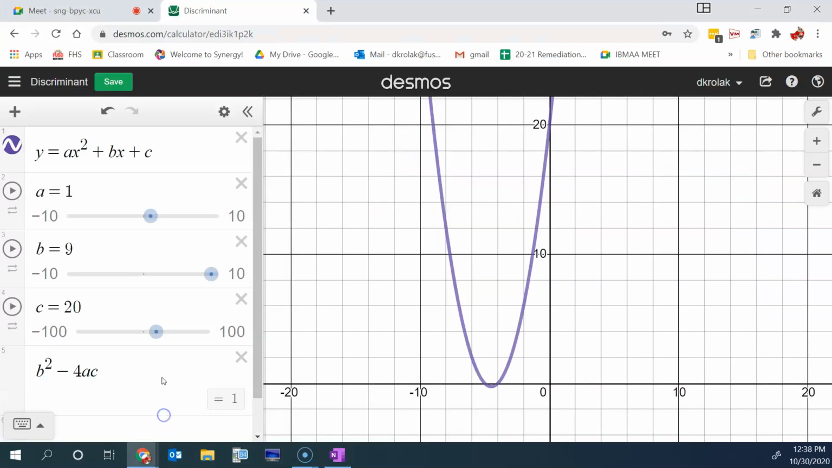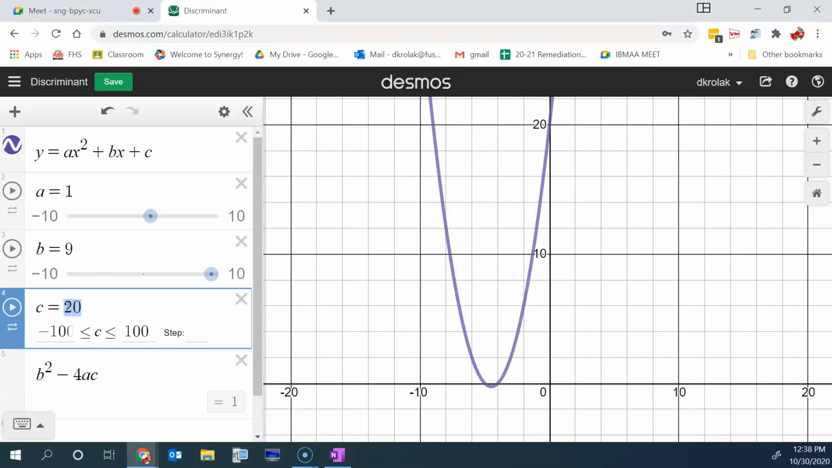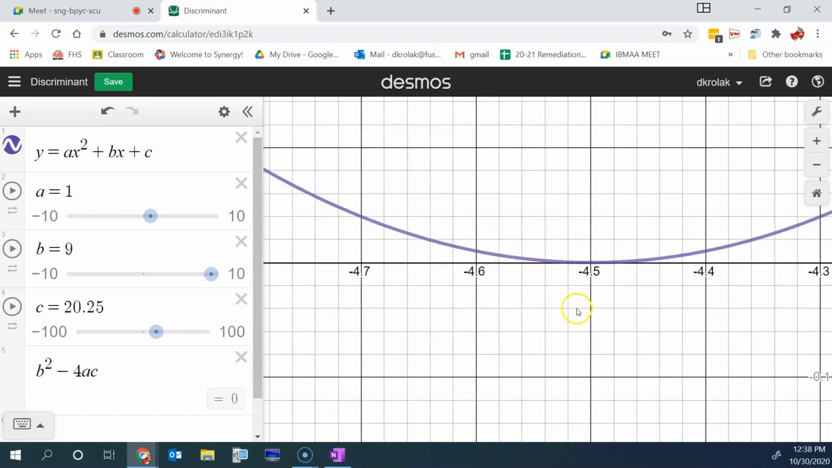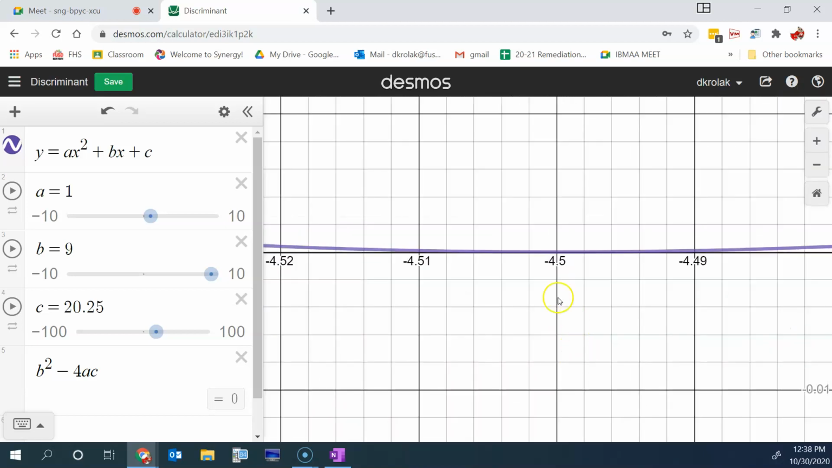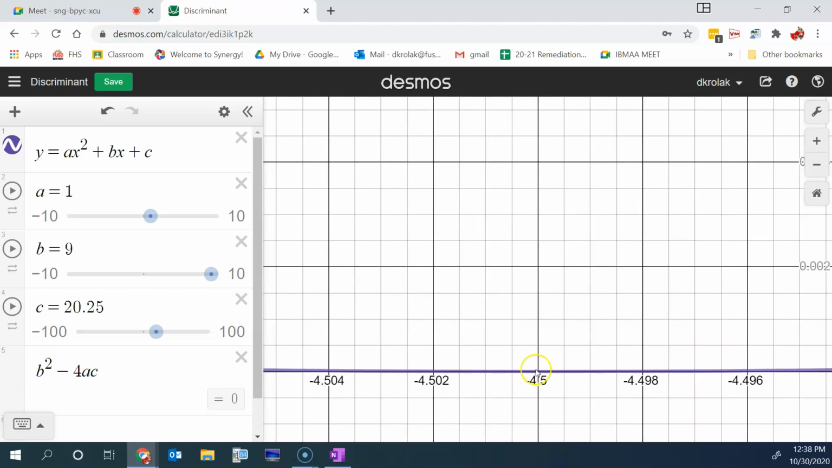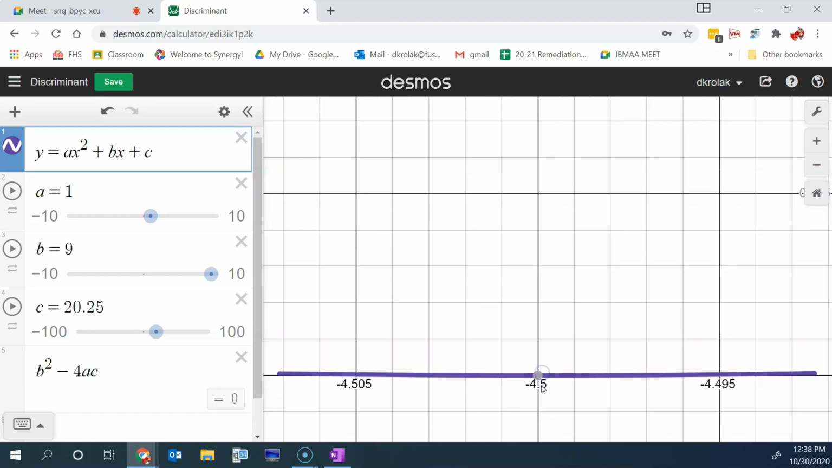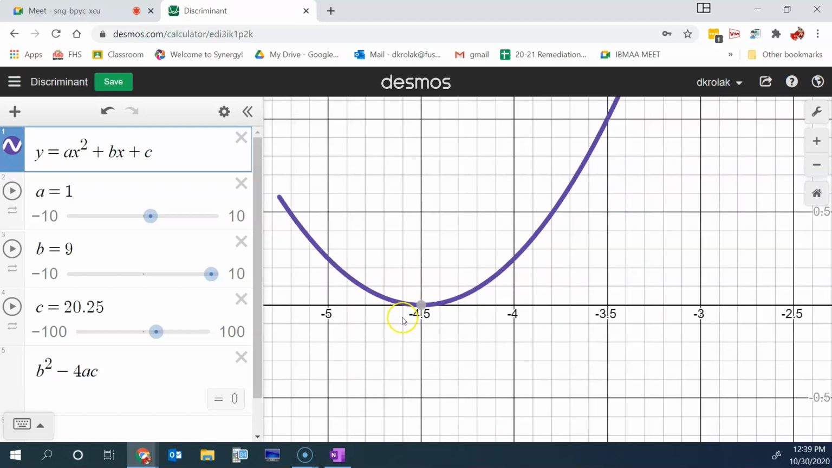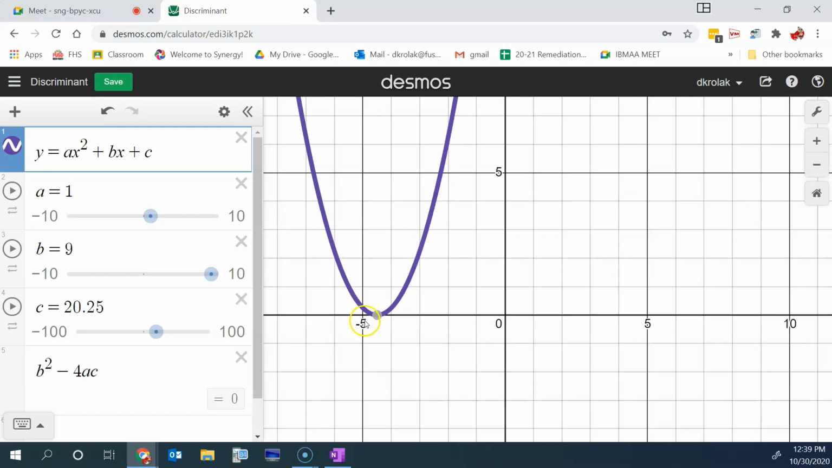So if I set this exactly, now I should be able to get it exact. 20.25. And the discriminant is exactly 0. And if we zoomed in, there's just 1 root. It just touches the x-axis.